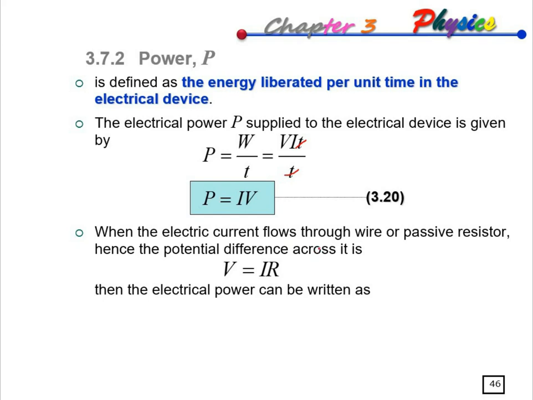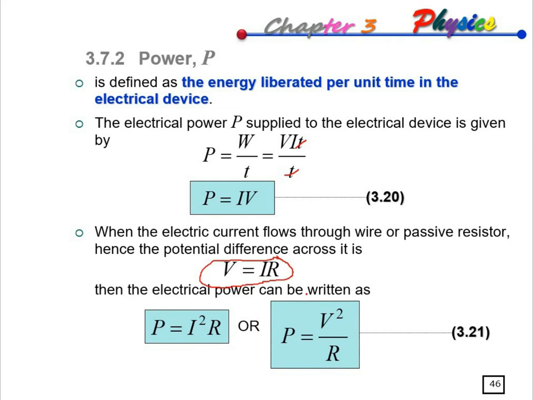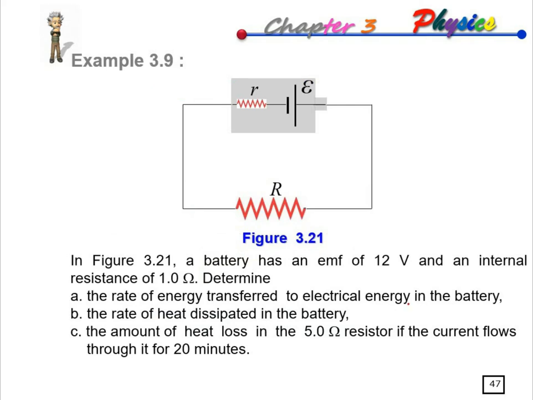When the electric current flows through a wire or passive resistor, the potential difference across it is V equals I times R. It follows Ohm's law. And then the electrical power can be written as P equals I squared times R, or P equals V squared over R. The unit for this power is watt.